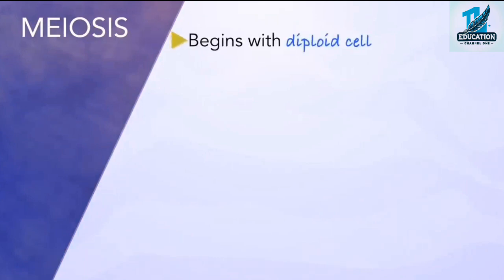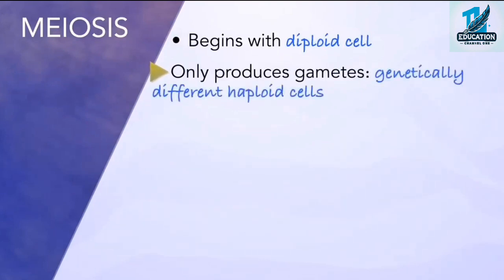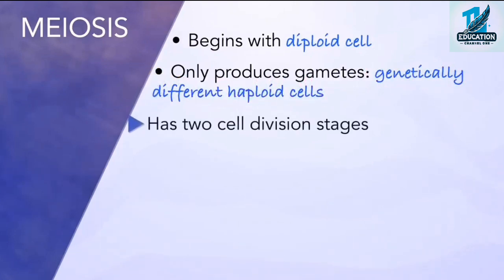Some key points to remember about meiosis. It begins with a diploid cell. Meiosis only produces gametes. Gametes are genetically different haploid cells, sperm cells in males and eggs in females. Meiosis has two stages of cell division, called meiosis I and meiosis II.